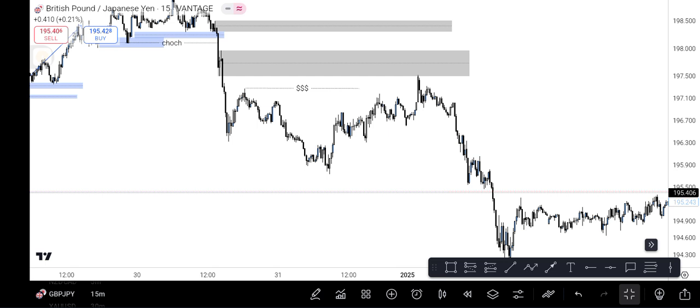You get, so that's it for supply and demand zones. In the next video, we're going to be looking into liquidity.